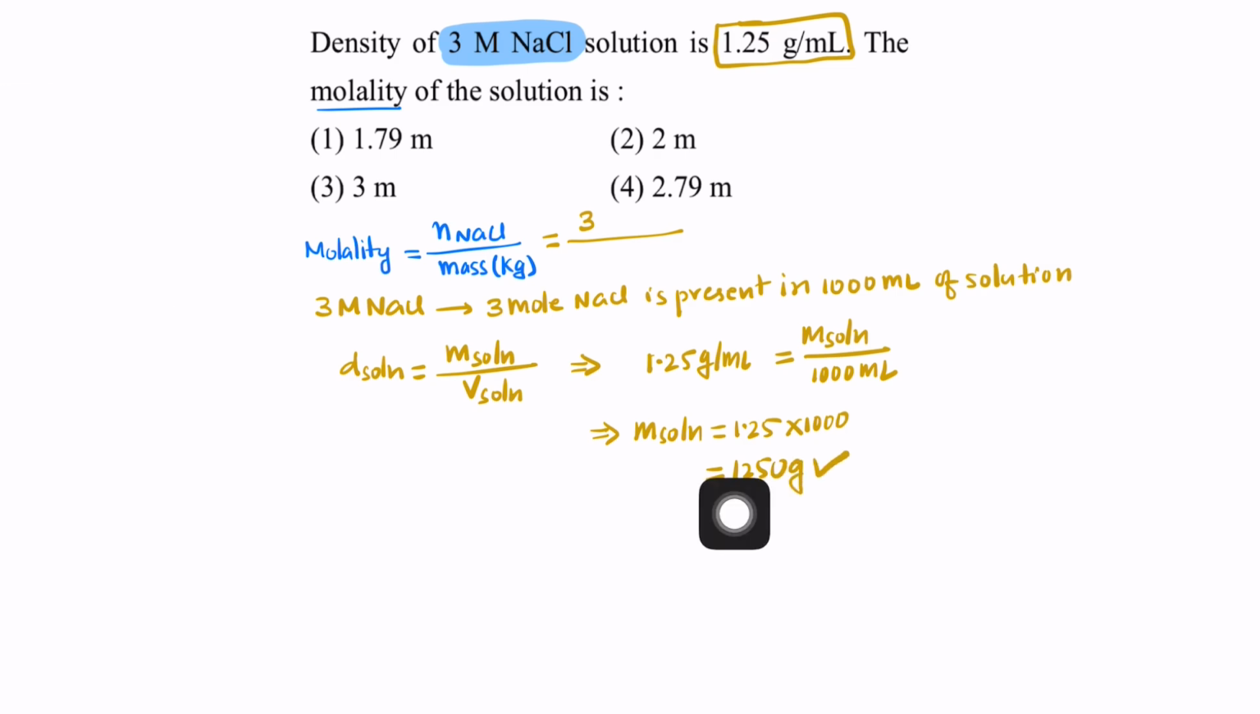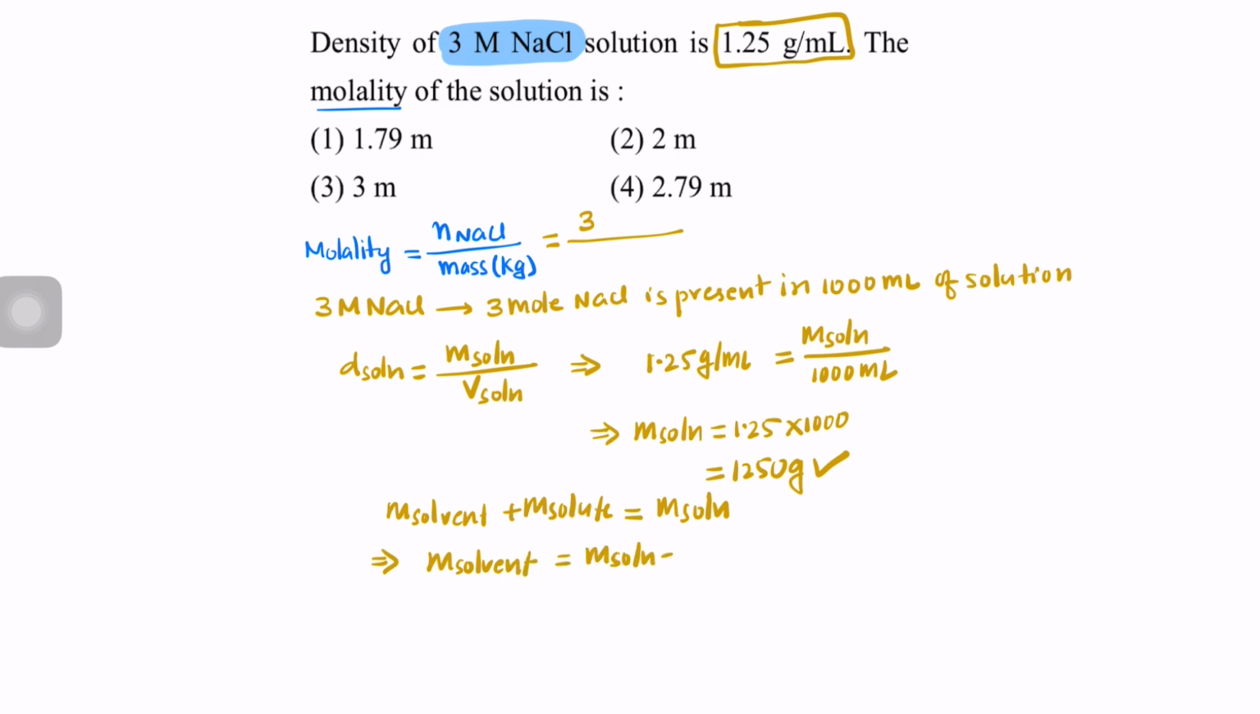But here we have to put mass of solvent in kg, right? So mass of solvent will be what? Mass of solvent plus mass of solute basically form solution. So their sum will be equal to mass of solution. And mass of solvent will be simply mass of solution minus mass of solute. Okay. The solution mass is 1250 gram. And solute is 3 mole NaCl. So 3 mole NaCl. Na is 23 and Cl is 35.5. So its formula mass will be 58.5.